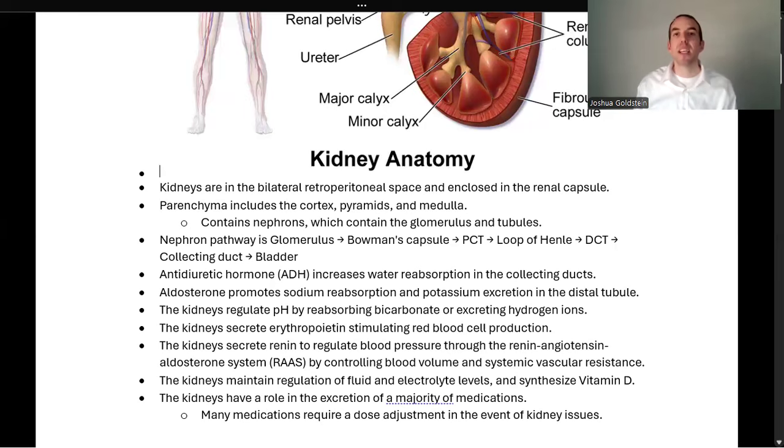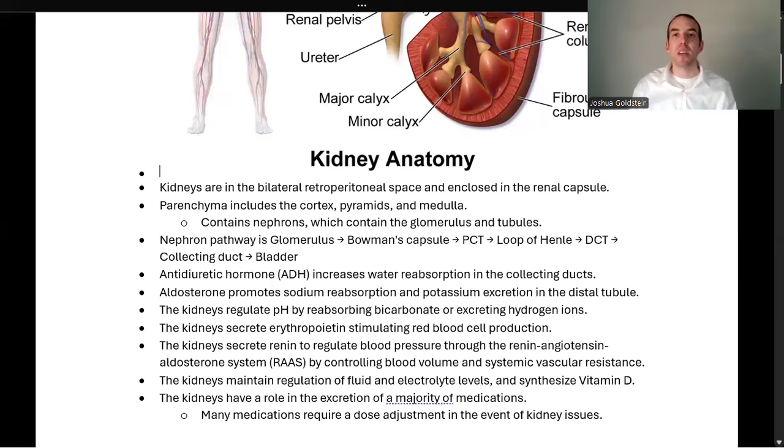Next, the kidneys maintain regulation of fluid and electrolytes. That one's pretty obvious. The kidneys go ahead and hold on to fluid, or get rid of fluid, whatever they want, in order to maintain a perfect fluid balance. And same thing with every electrolyte. The kidneys are also responsible for synthesizing vitamin D. So again, a patient in renal failure may end up with vitamin D deficiency.